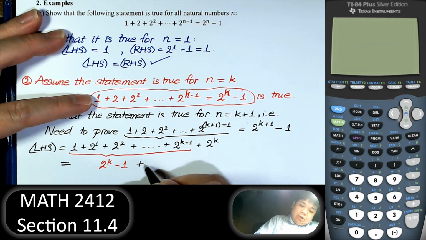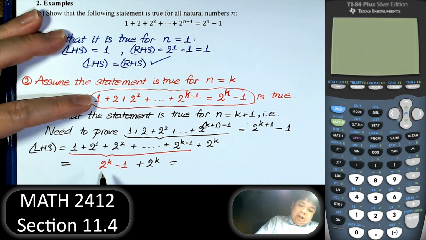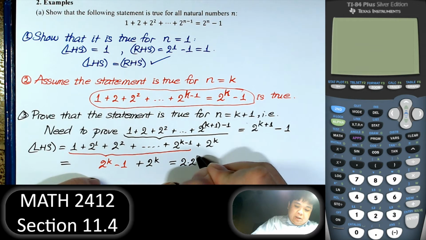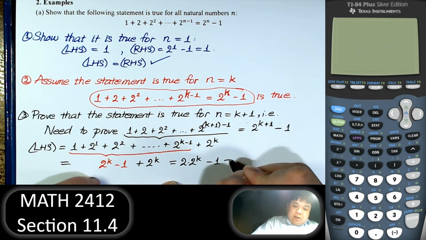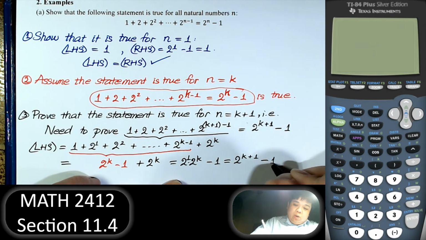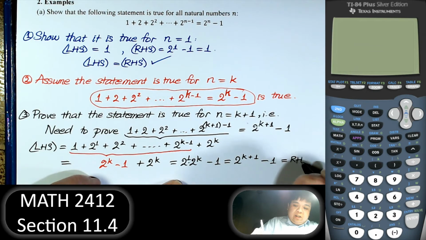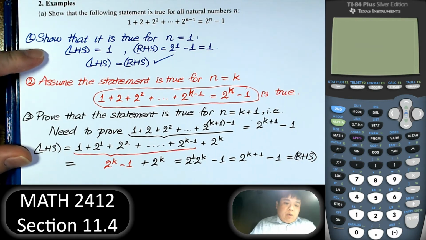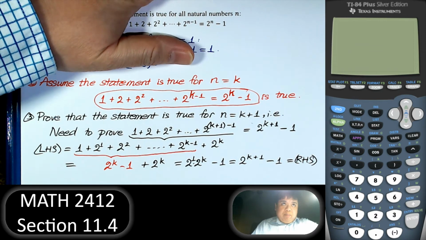And then plus 2 to the k. 2 to the k plus 2 to the k is 2 times that. And that gives us 2 to the k plus 1 minus 1, which is the right hand side. So to recap, we just need to show that in the proof we really don't need to use that part.